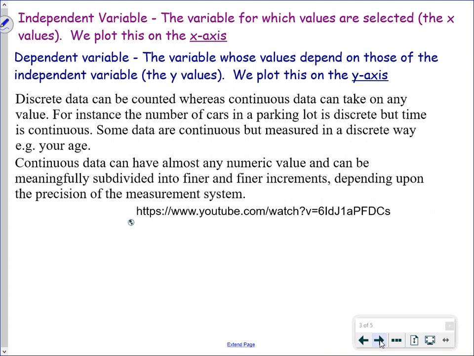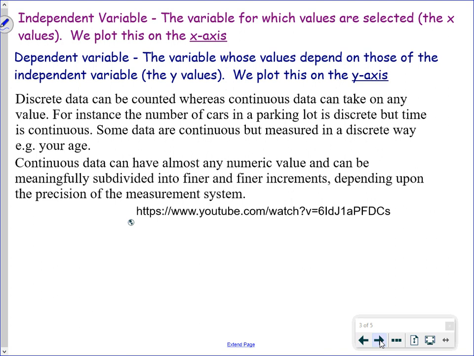Continuous data can have almost any numeric value and can be meaningfully subdivided into finer and finer increments depending on the precision of the measurement system. So for example, time is always continuous because time will never end, it will keep going, and we can divide it into months or weeks or days and get even more specific into minutes, seconds, milliseconds if we have something that will measure down into the milliseconds. So time is continuous because it can be any decimal value and we can break it down into smaller and smaller increments.